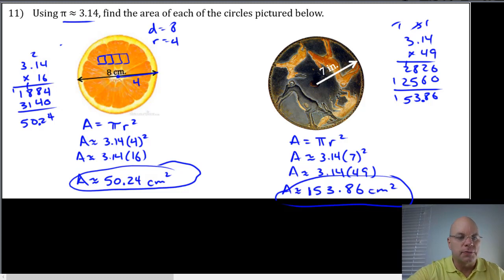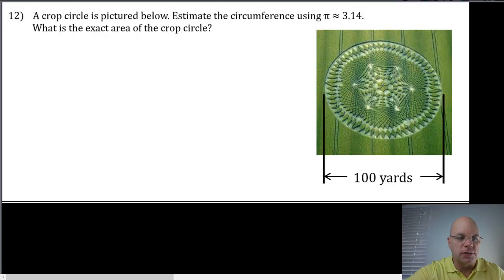Okay, those were pretty straightforward, just asking you to apply the area formula. Problem number 12, a crop circle is pictured. Estimate the circumference using pi is approximately 3.14. And then it asks what is the exact area of the crop circle. So when we do exact area, we're not going to use any kind of an approximation, but for circumference it asks us to use this.